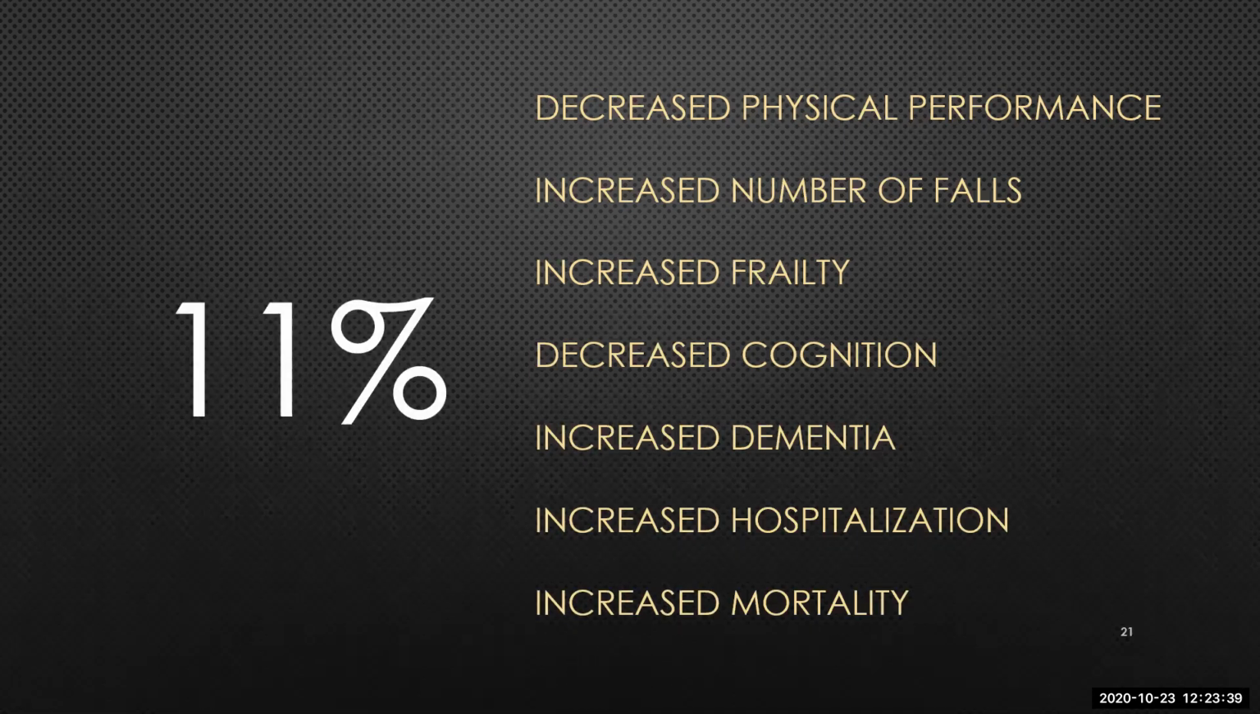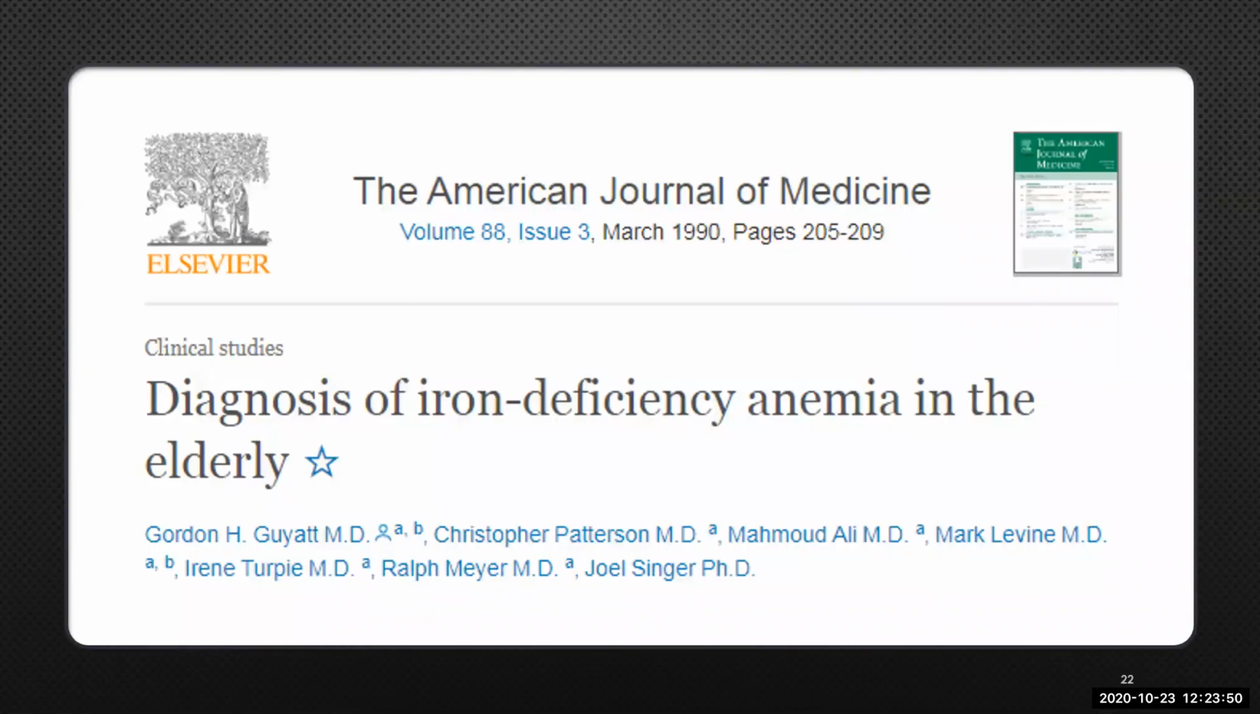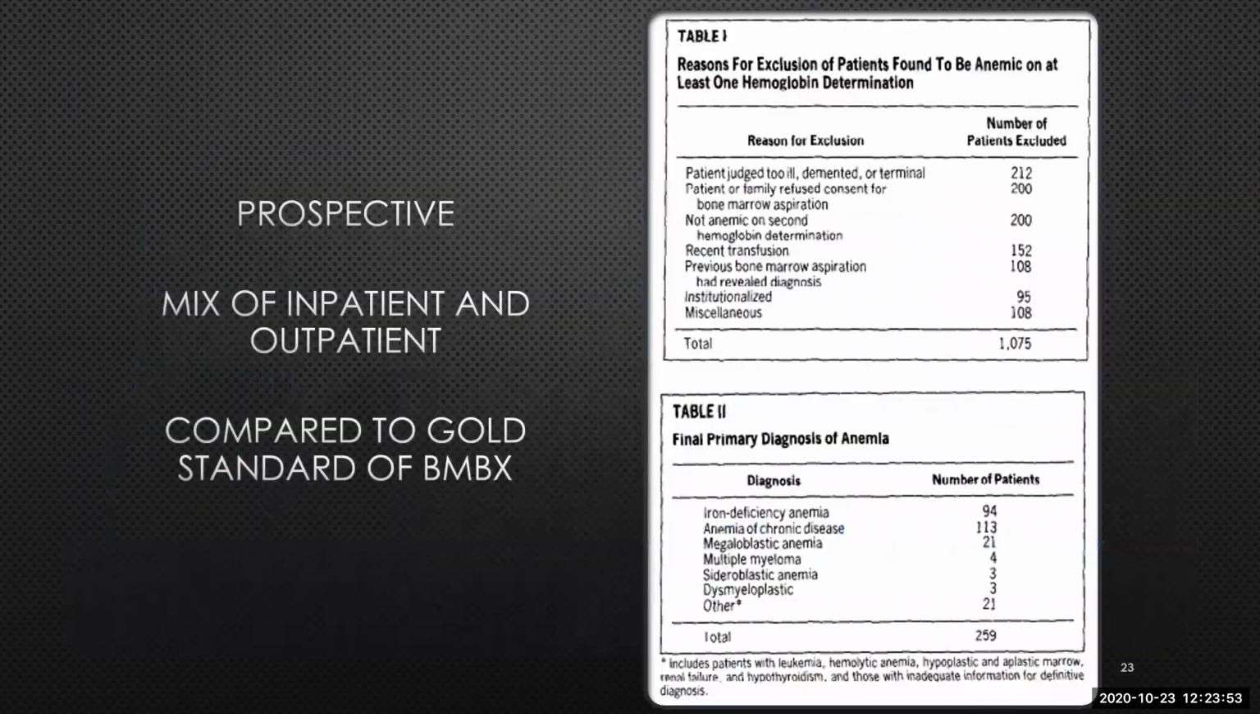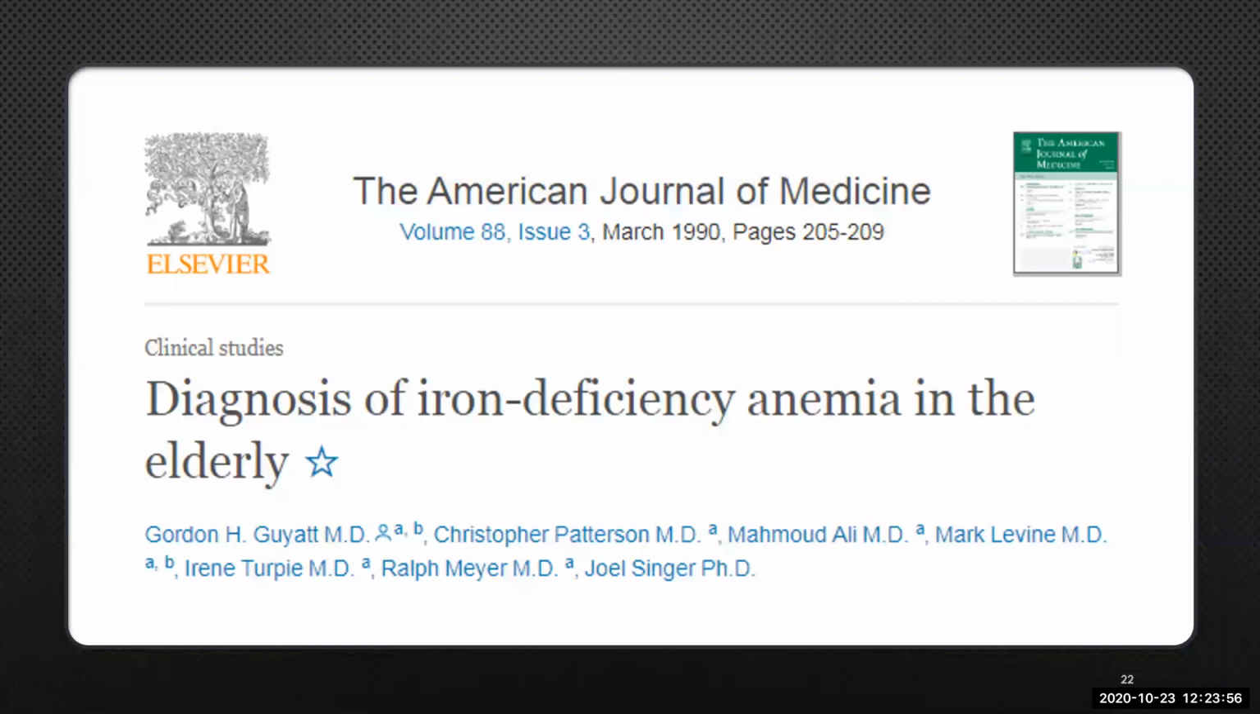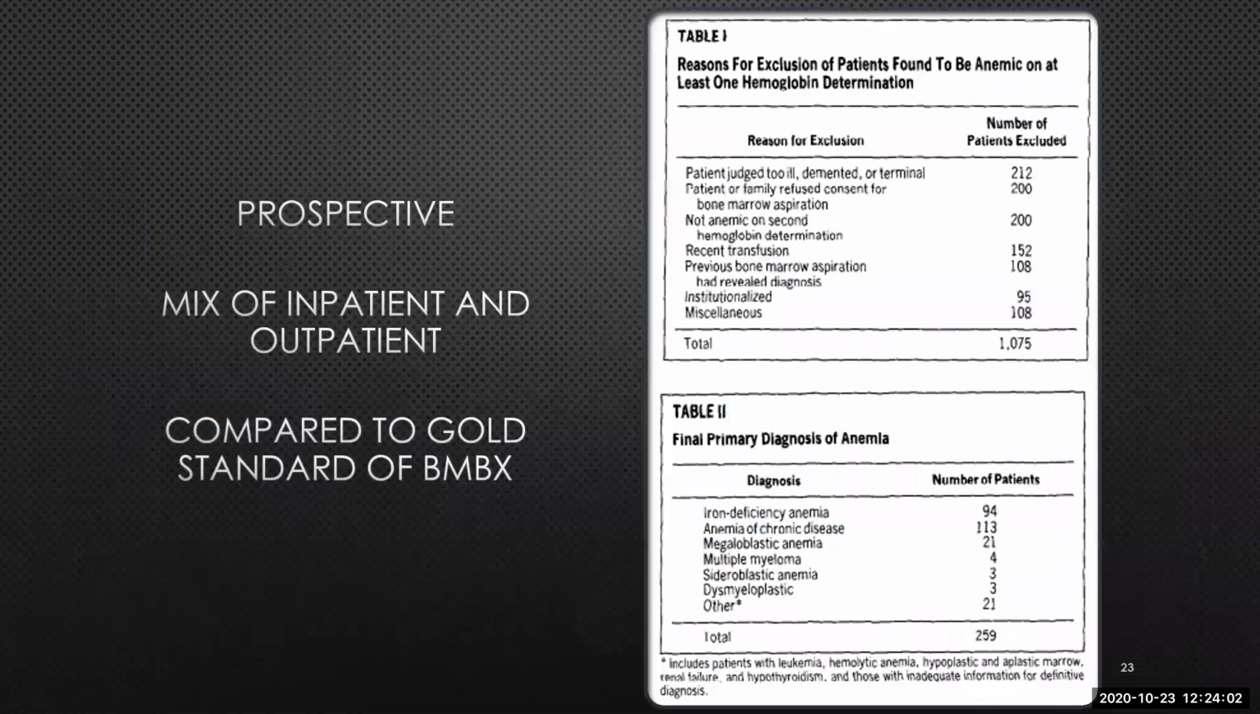And 11% of our elderly population has iron deficiency anemia. So it's not a small number, and we should be catching more patients with iron deficiency anemia and treating it. So why are we talking about this? There was a study that did a similar ROC analysis. They gathered a bunch of inpatients and outpatients, checked their ferritin levels, and then compared them to the gold standard of a bone marrow biopsy. All of these patients got a bone marrow biopsy to determine if they were truly iron deficient or not, in comparison to their ferritin levels.